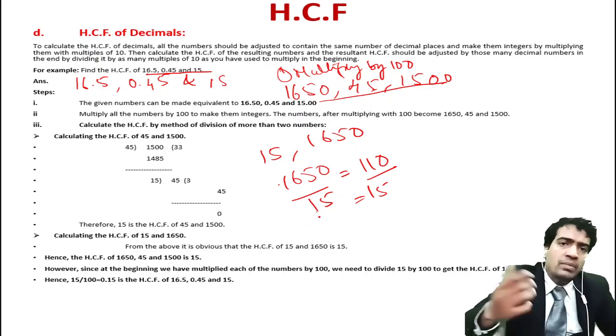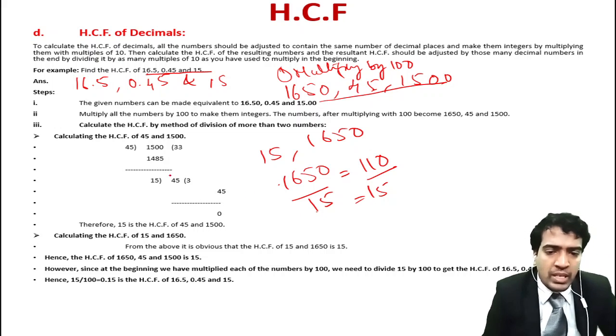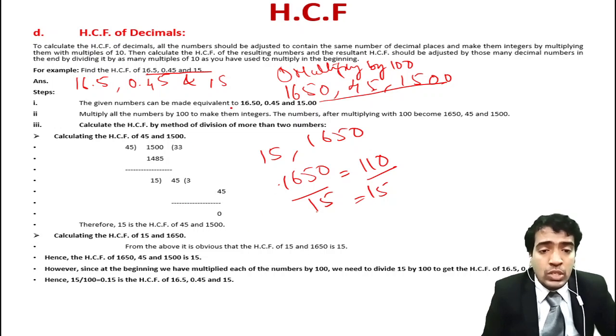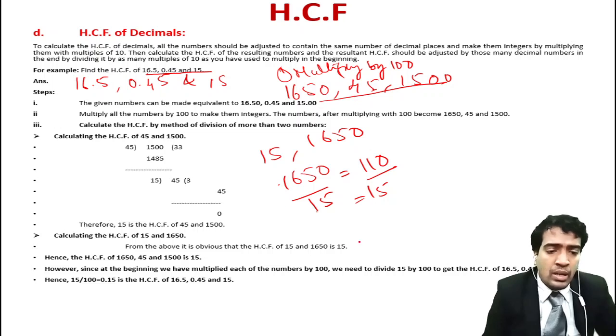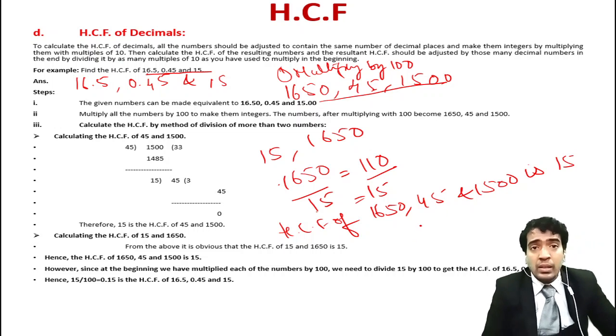Because 15 divides 1650 exactly. So HCF of 45 and 1650 is 15 and HCF of 15 and 1650 is also 15. So the HCF of all these three numbers, 1650, 45 and 1500, is 15. But this is not the answer.